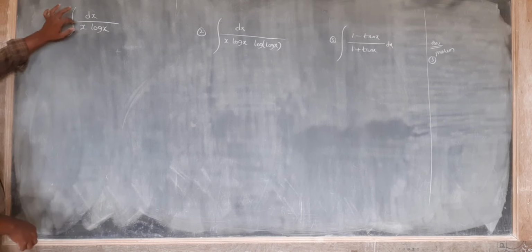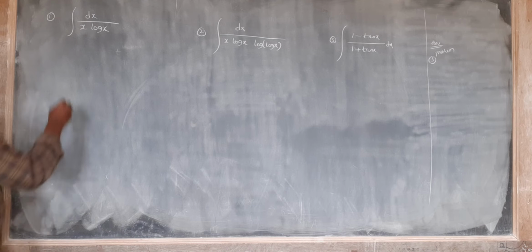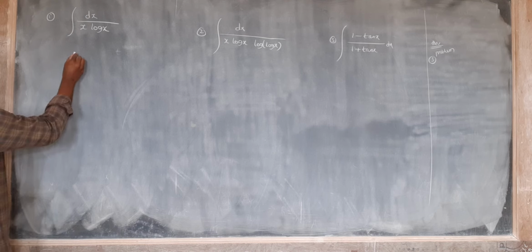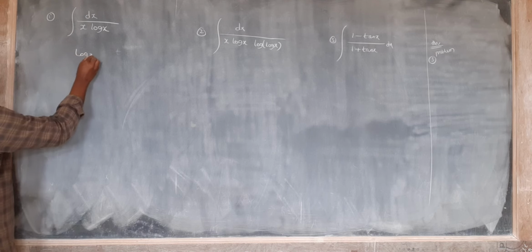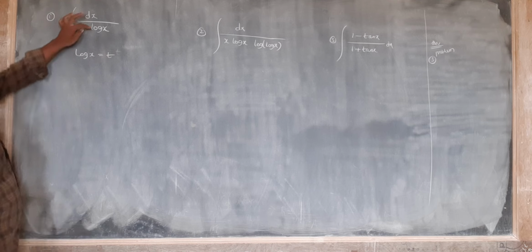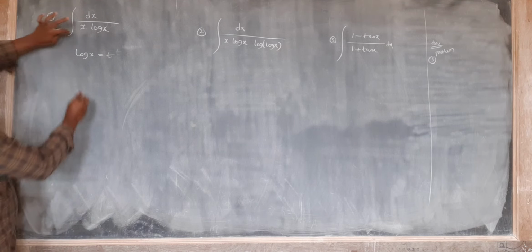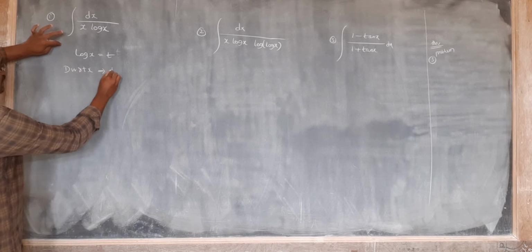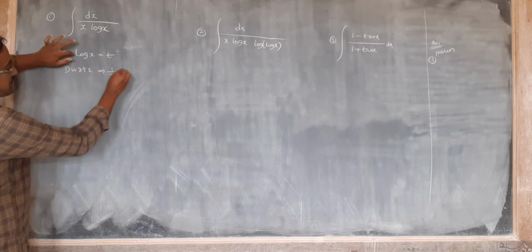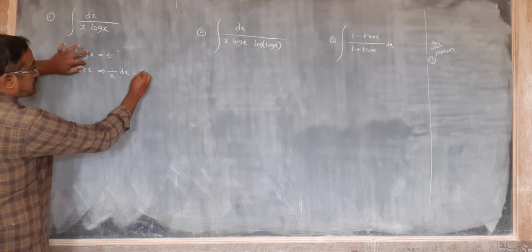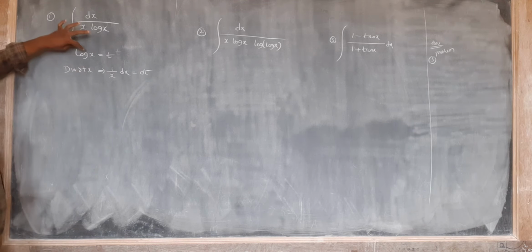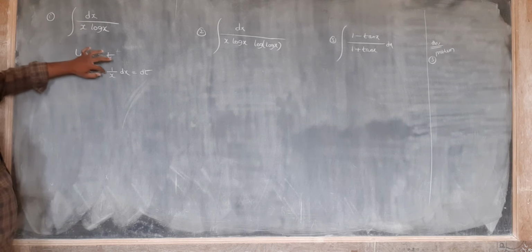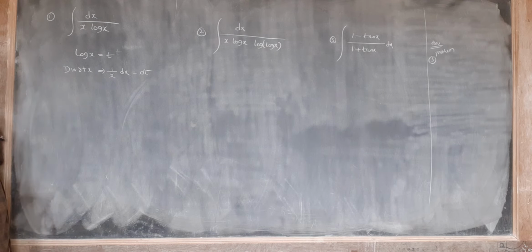This is integral dx by x log x. You need to observe the function for which there exists a derivative. Now if you take log x is equal to t, its derivative: differentiating with respect to x, you will get 1 by x. The derivative of log x is 1 by x, so 1 by x is equal to dt by dx. When you cross multiply, you will get 1 by x dx is equal to dt.